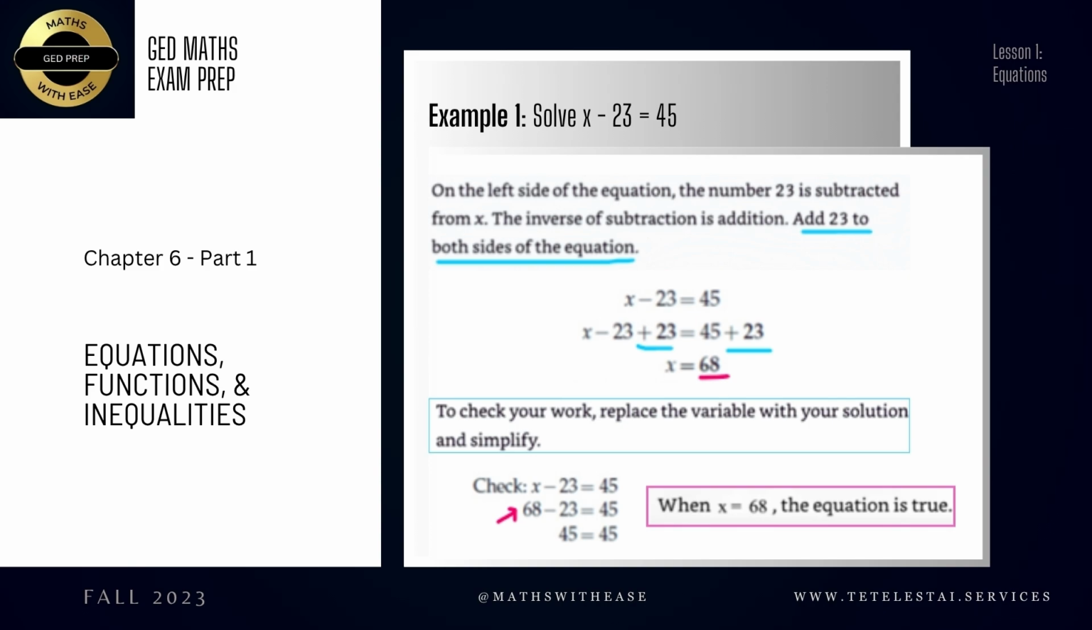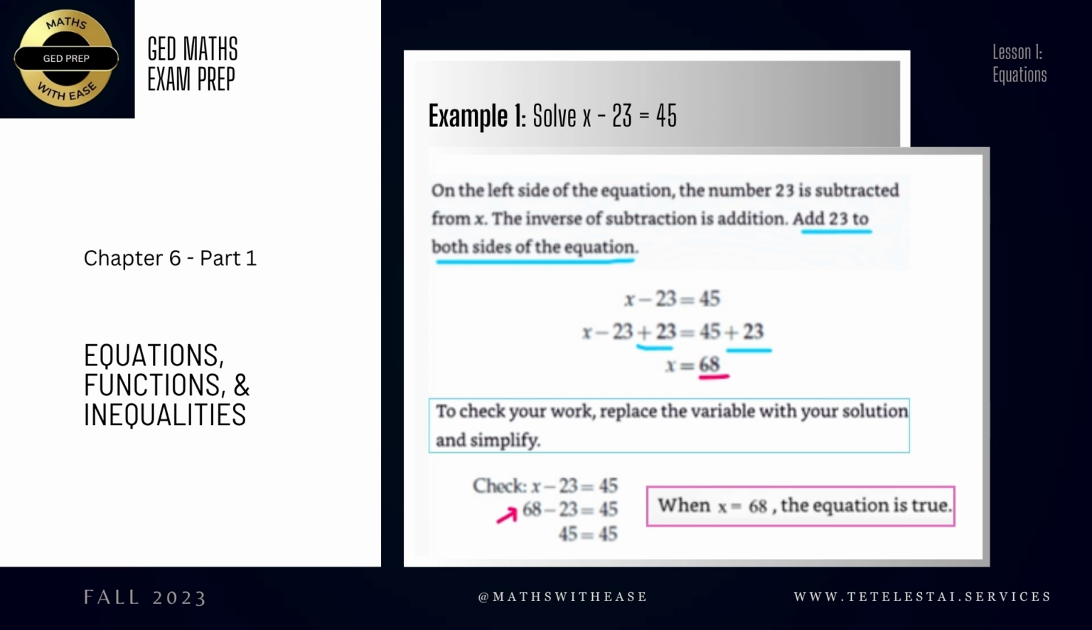So in this example, we're told to solve x minus 23 equals 45. On the left side of the equation, the number 23 is subtracted from x. The inverse of subtraction is addition. So add 23 to both sides of the equation, which you can see here is done in light blue. 45 plus 23 is 68. 23 and 23 cancel out on the left-hand side, and we're left with x. And so we have our solution.